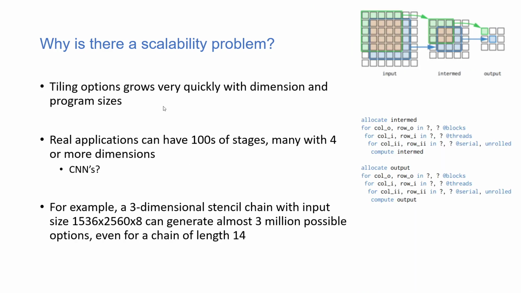Basically we are starting to see that the tiling options grow very quickly, and tiling is just one of the optimizations. There are other schedule options as well. The paper puts the example of a 3-dimensional stencil in a chain with input of regular image size that can generate almost 3 million possible options, even for a chain of length 14. Now imagine that you have a convolutional neural network with 100 stages in more than 4 dimensions, and that is very common. Of course, CNNs are like this or worse.